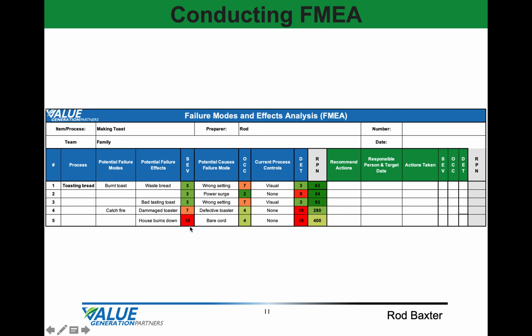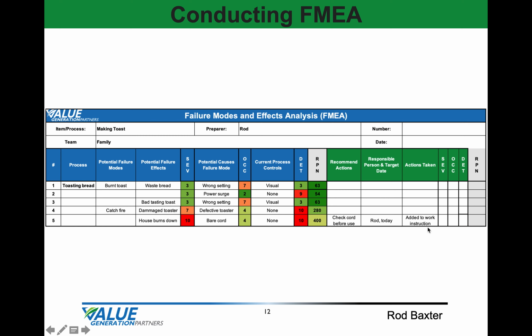So again, we multiply the severity times the occurrence times detection. The template automatically does that for you. So for the house burning down, we gave that a risk priority number of 400. We'll most certainly need corrective action for that. So the recommended action is that we'll check the cord every time before we use the toaster. And I'm the one that's responsible, and that starts today. So we added that to the work instructions for toasting toast.